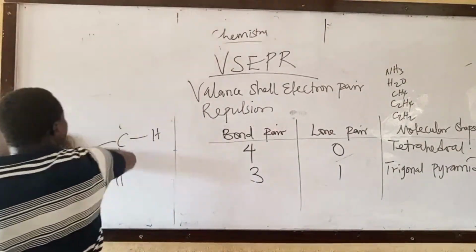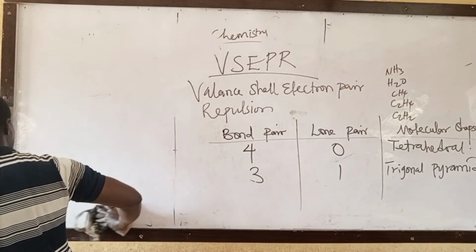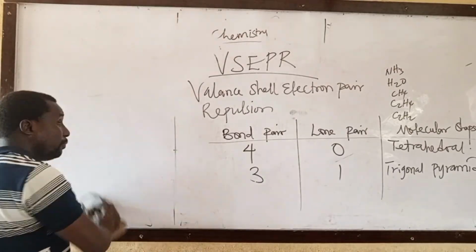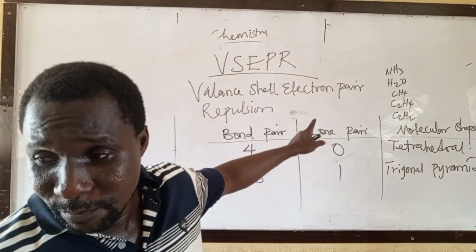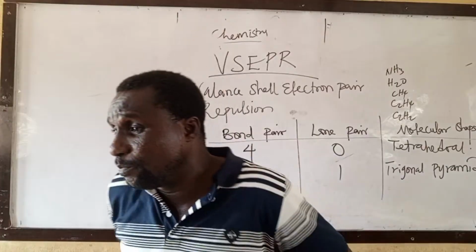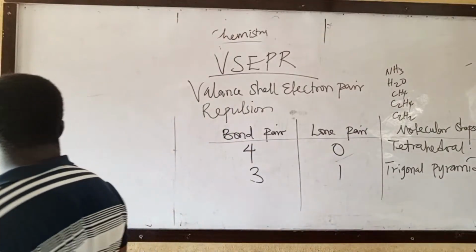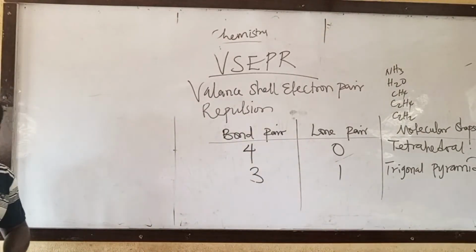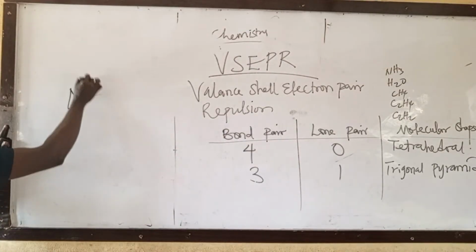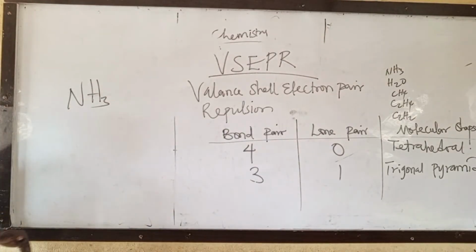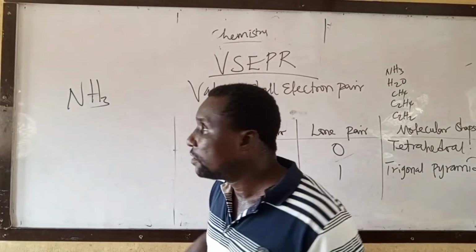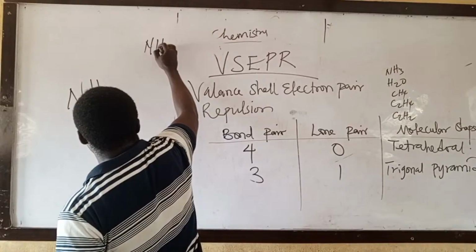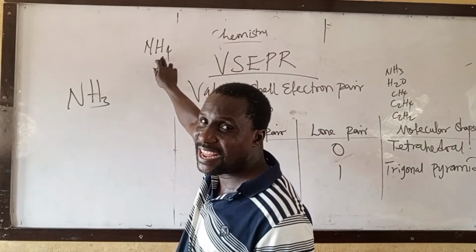Examples of these. We are still going to talk about their bond angle. Example of this, we have ammonia. Let's look at ammonia. This one is ammonium, NH4. Take note.